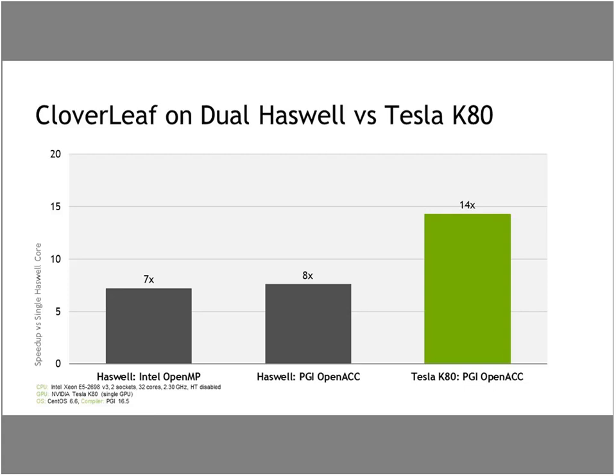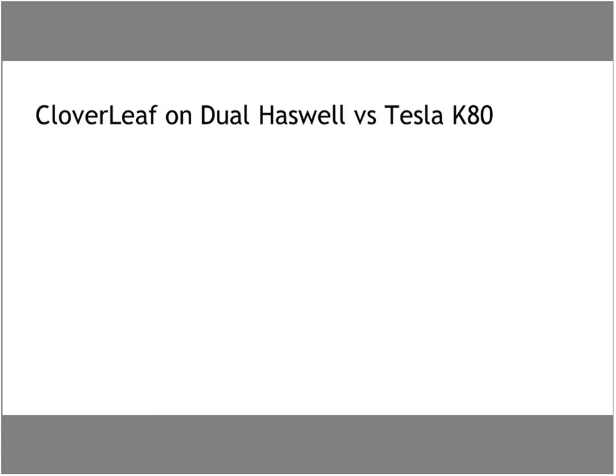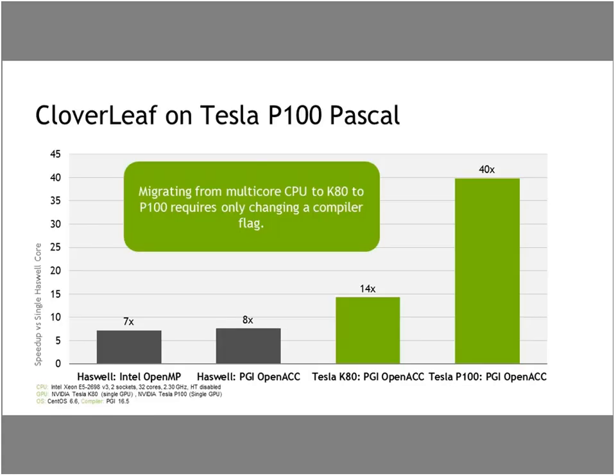Furthermore, without any code changes, only changing the compiler flag to retarget it, we can run on the modern P100, which is our latest high-end GPU, and get an even larger performance improvement. So we can migrate across 3 distinct platforms, all using the exact same source code and all getting good performance. Just change a compiler flag, and that's what's really exciting about using OpenACC.